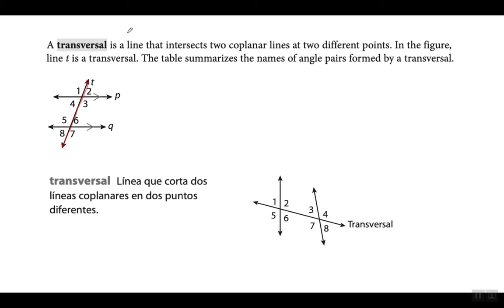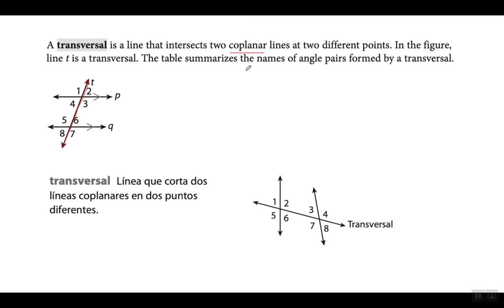Now let's look at the definition up here. A transversal is a line that intersects two coplanar lines at two different points. Remember, coplanar means that they're both in the same plane. Okay, so a transversal is a line that intersects two coplanar lines at two different points. In the figure, line T is a transversal.